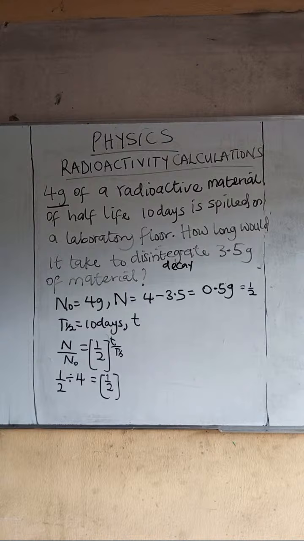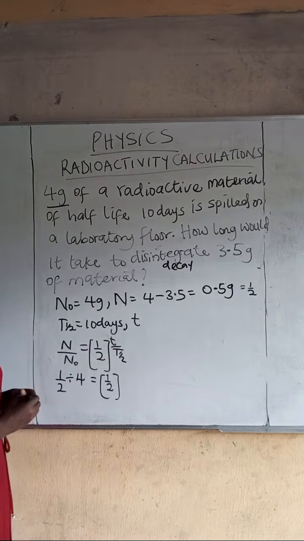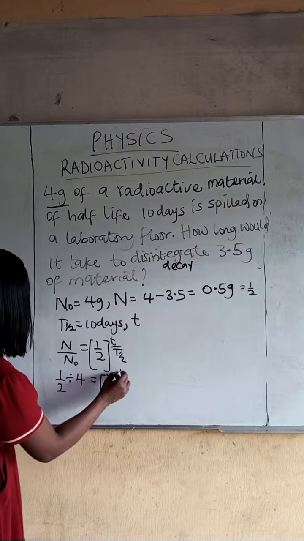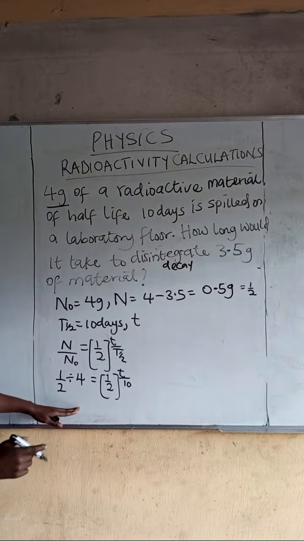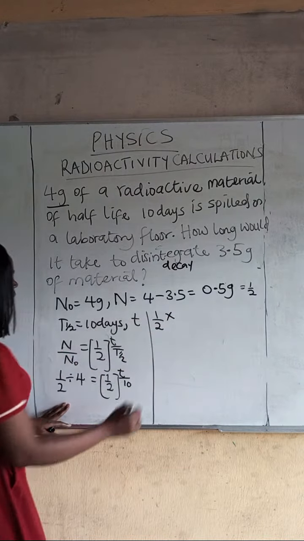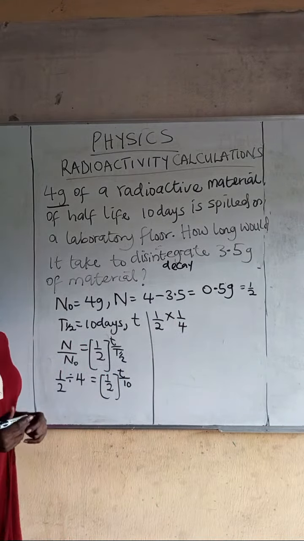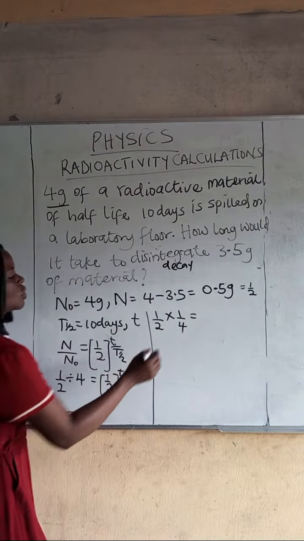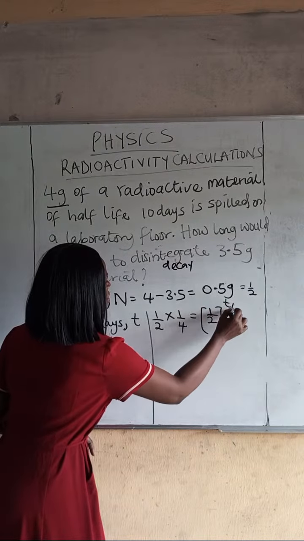All right. After the class, I will send it on the group, so you can actually watch it from there. So this is my half-life. Now, what is my time? I'm looking for time. But the half-life is giving us 10. Now, if you want to split this again, this is the same thing as saying 1 over 2 times, this is going to come down to 1 over 4. Then it's equal to 1 over 2 raised to the power of T over 10.